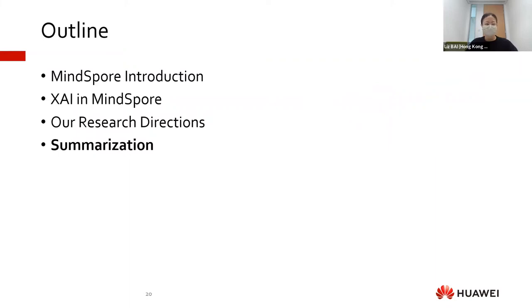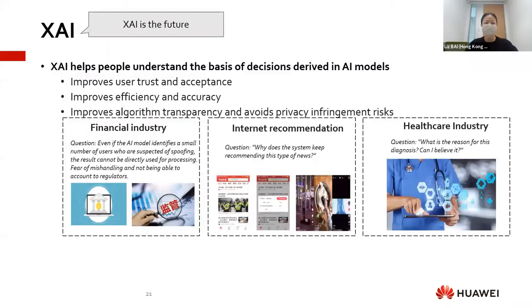So when it comes to the end, I will give two kinds of summarizations for you. The first thing is that XAI is the future because XAI helps people understand the basis of the decisions derived from AI models. So it will improve our trust and acceptance of AI, because some people are still doubting AI because AI is a black box model. You don't know when it will go crazy, right? When it will say something ridiculous, right?